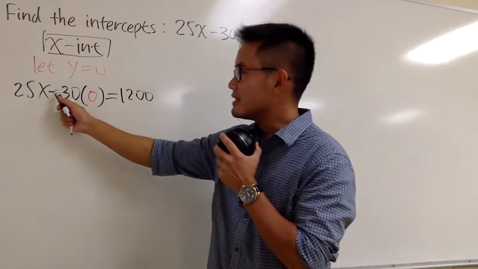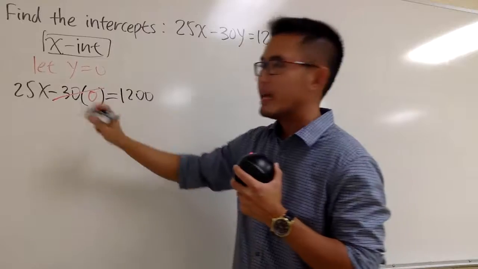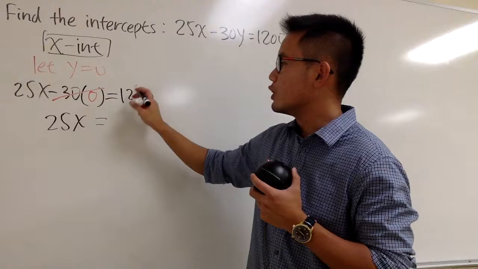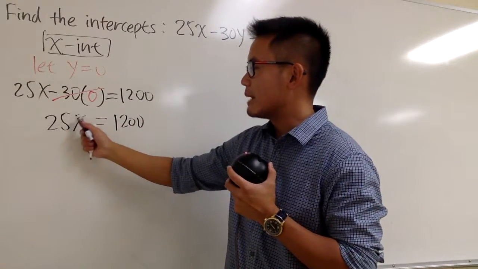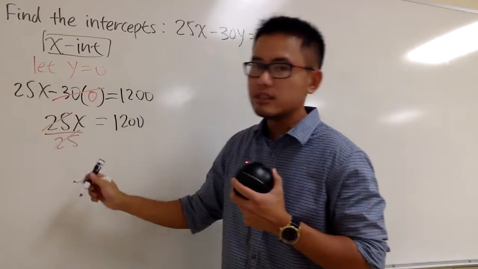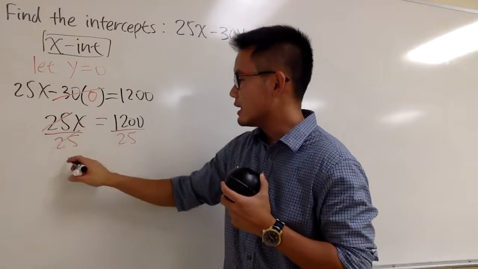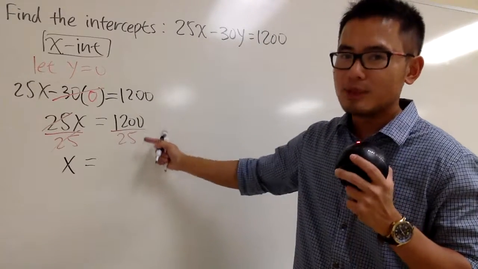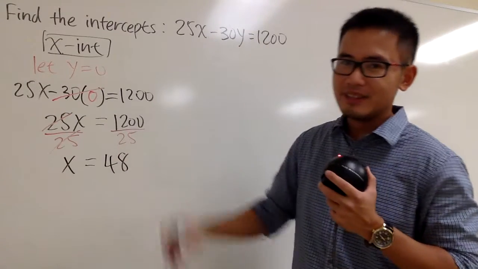From here, we are just going to solve for this x. As you can see, this is negative 30 times 0. This is just 0, doesn't matter. On the left-hand side, we have the 25x, and this is equal to 1200. Now, this is 25 times x, so we have to divide by 25, so that this and that will be cancelled, and we do the same thing on the right. On the left-hand side, we have x, and that's equal to 1200 divided by 25. This is going to give us 48, okay?